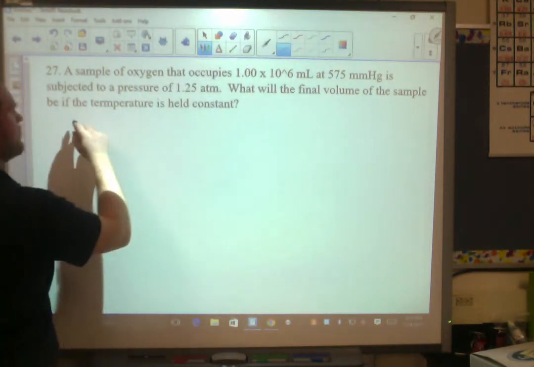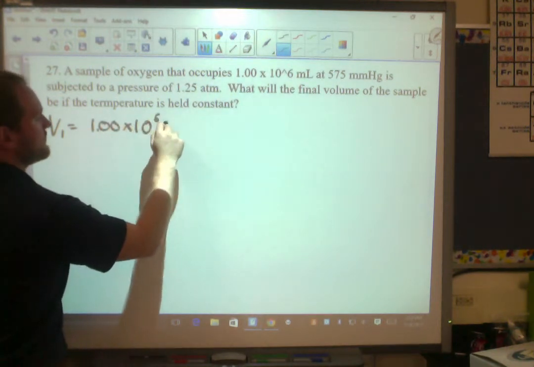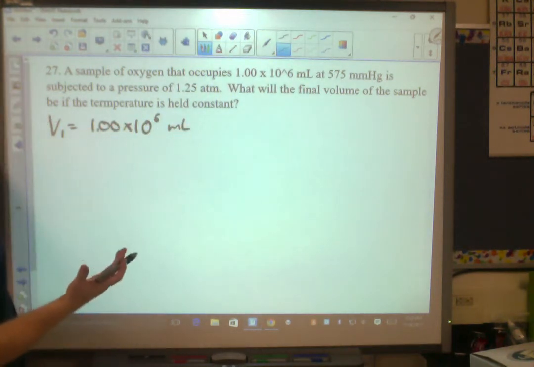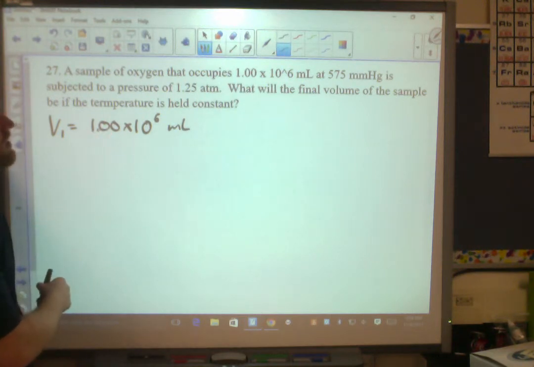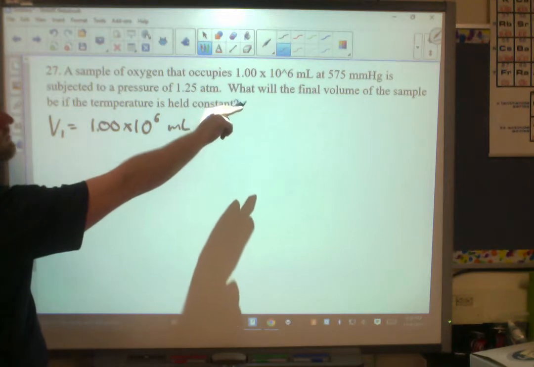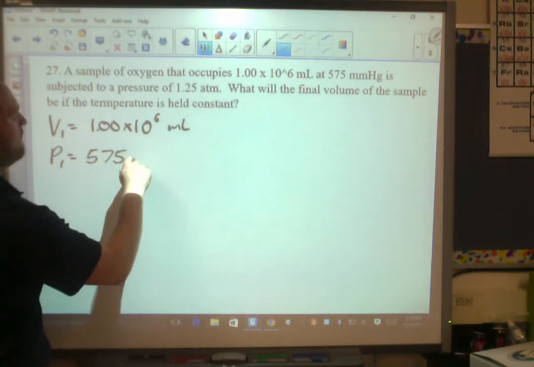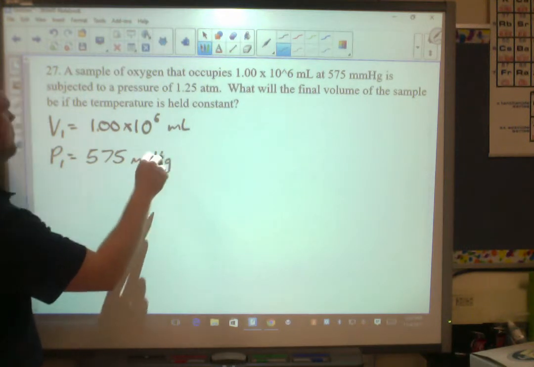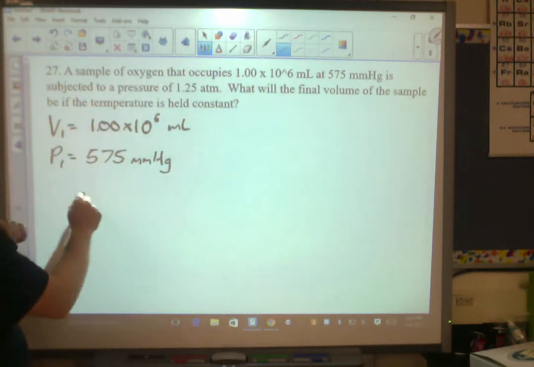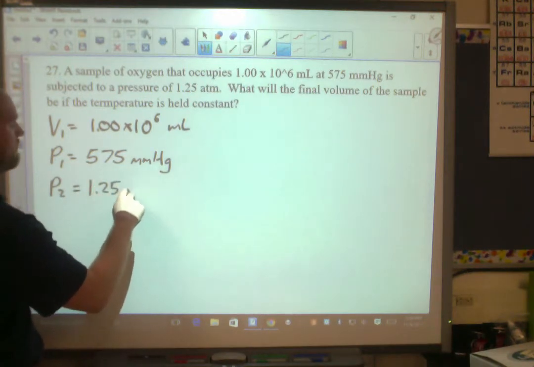V1, the initial volume, is 1.00 times 10 to the 6th milliliters, which really is a million with 3 sig figs. Initial pressure, P1, is 575 mmHg. The new pressure, P2, is going to be 1.25 atm.